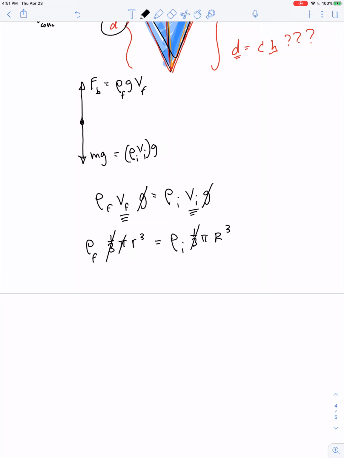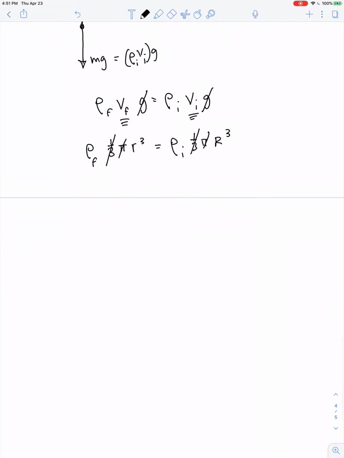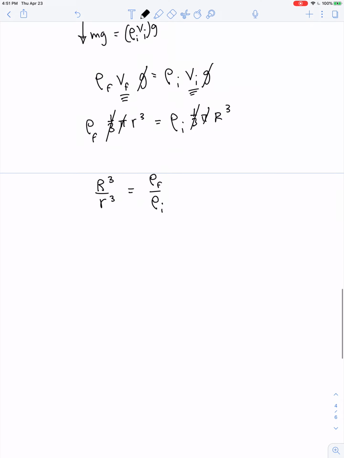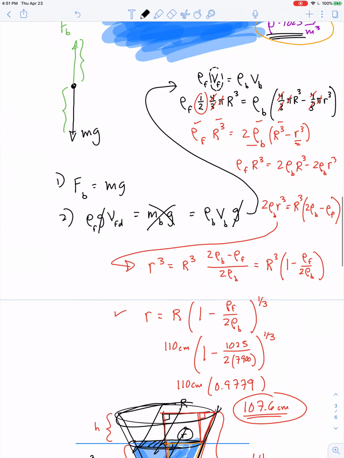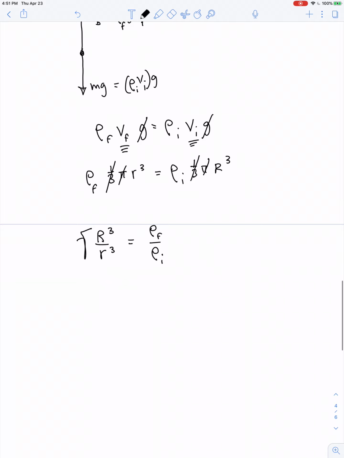1/3 cancels out, the pi cancels out. This is looking pretty easy. It looks like capital R cubed over little r cubed is equal to the density of the fluid divided by the density of the ice. Or, in other words, how about we take the cube root of both sides of the equation. Oh, what have I said? Oh, what a knucklehead.